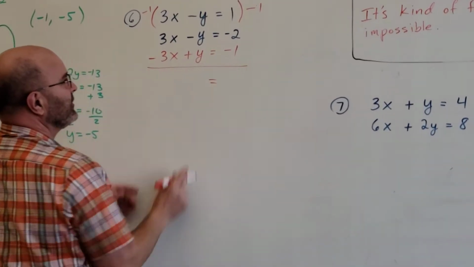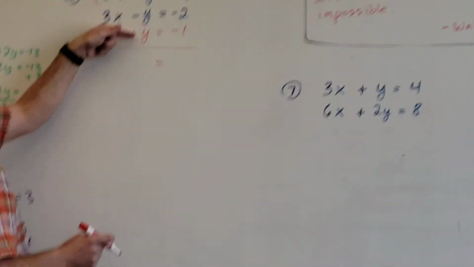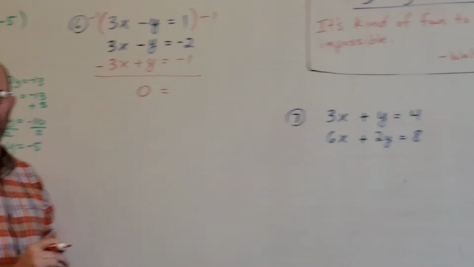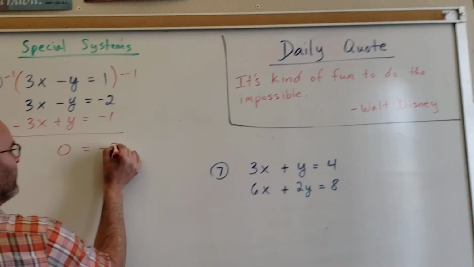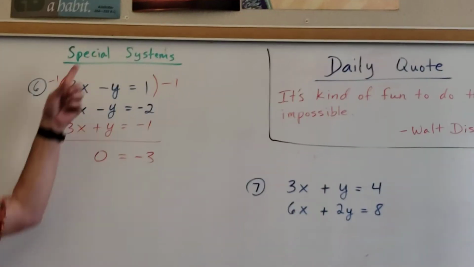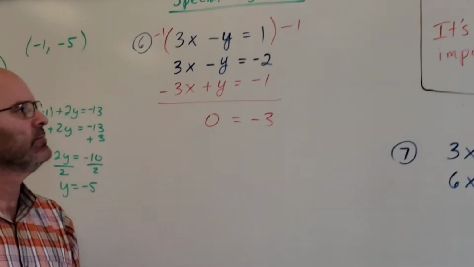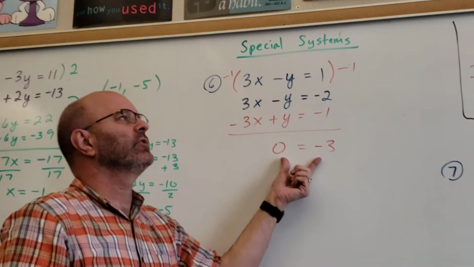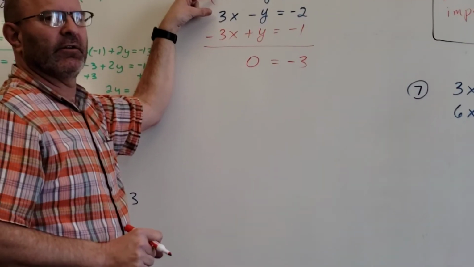When I add them together, -3x and 3x give me 0. -y and y also give me 0. So can you see all the variables dropped out? Over here, -2 and -1 combined together is -3. So you can see why this one's special, right? We are not getting a single point this time. This statement here is never true, right? Never true, which means these lines never cross each other.